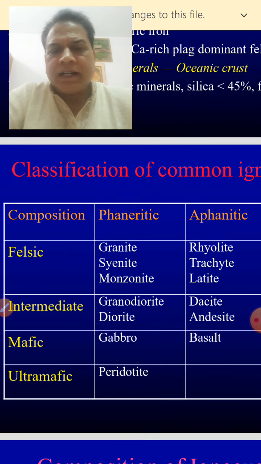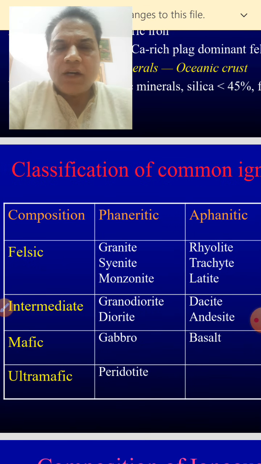Now, the classification, if you go for that, of common igneous rocks. Once we say felsic, you divide them into two categories, phaneritic and aphanitic.